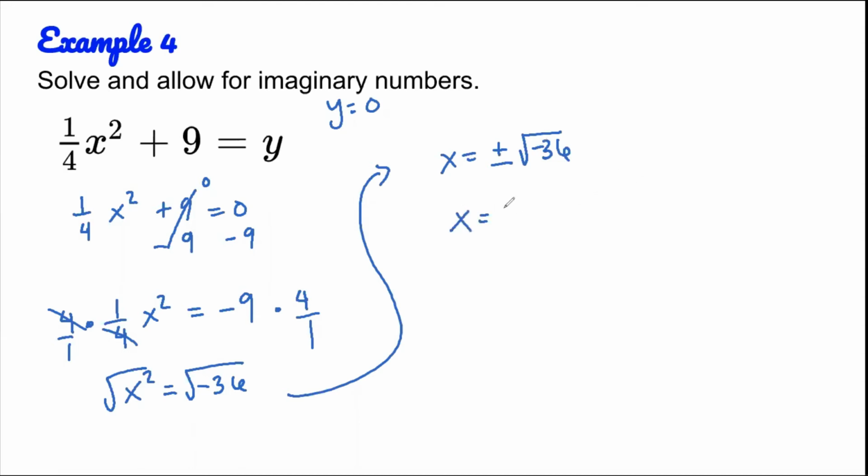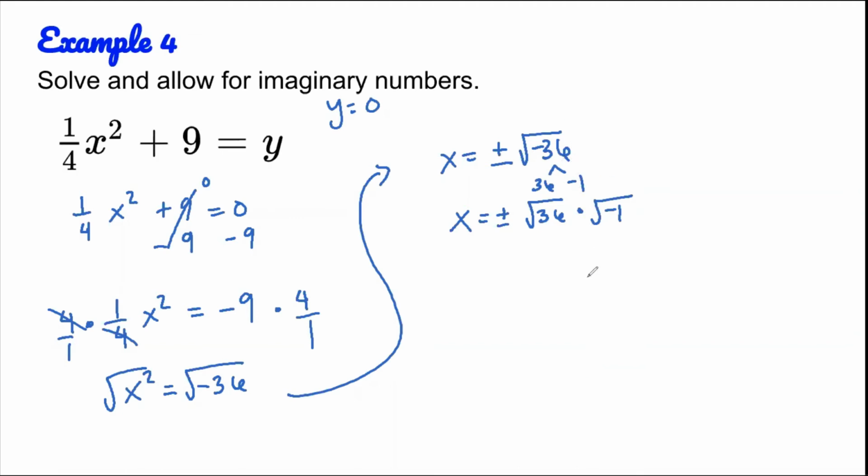So x equals plus or minus square root of 36 times the square root of -1. Again, this is 36 and -1. I'm interested in just taking the -1 out of there.